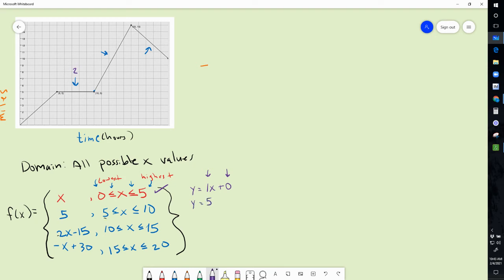And that goes from 5 to 10, right? So from x equals 5 to x equals 10. The next one goes from x equals 10 to 15. So that's from here to here, right? And now we had to use point slope form. So this is not negative, that's just a random line. Positive 2x minus 15 is the equation on that one.